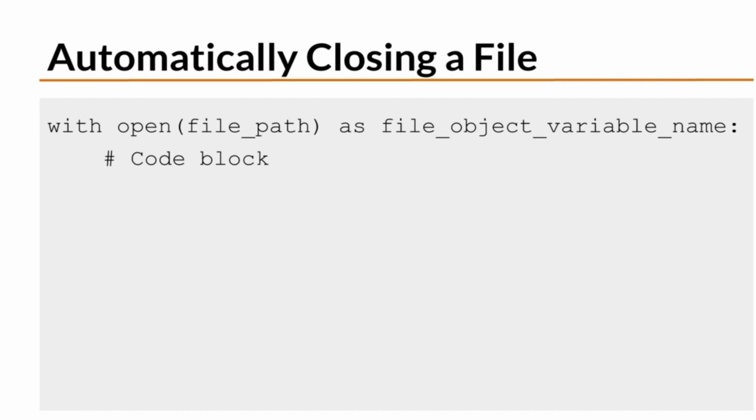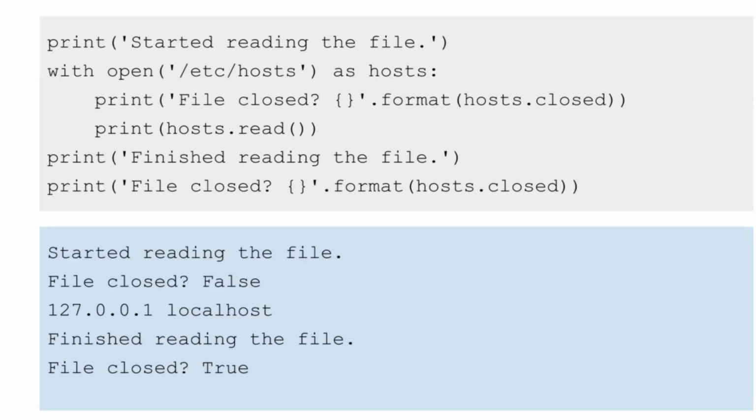After the file is opened, the code block that follows it is executed. When that code block finishes, Python will automatically close the file. Also, if the code block is interrupted for any reason, including an exception, the file is closed. This example demonstrates automatically closing a file.